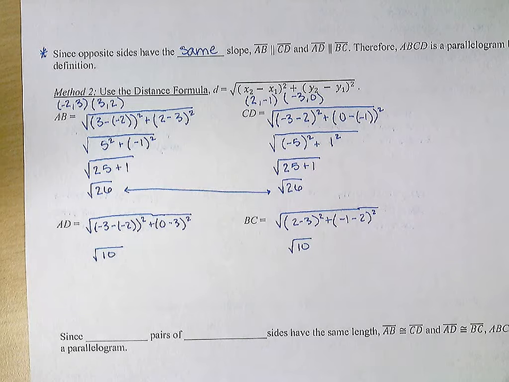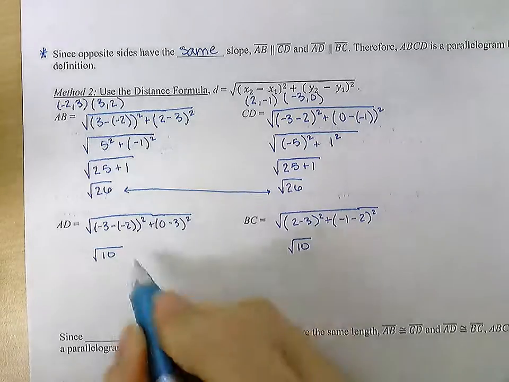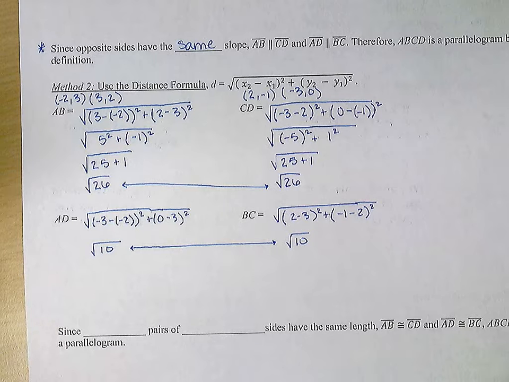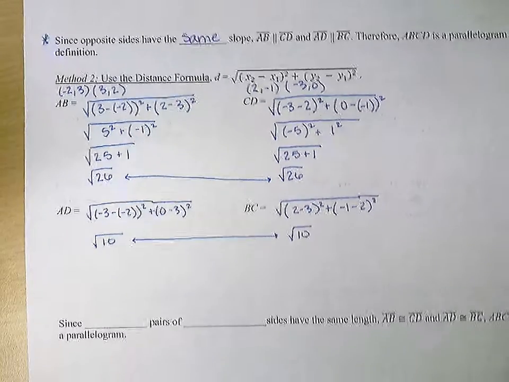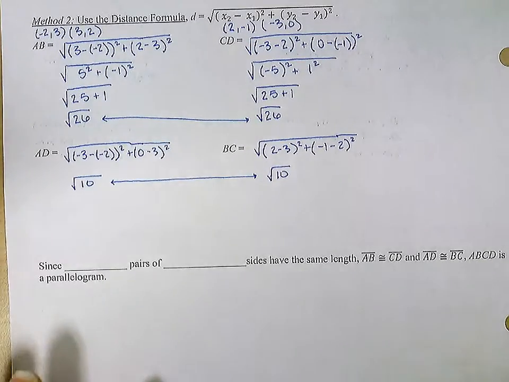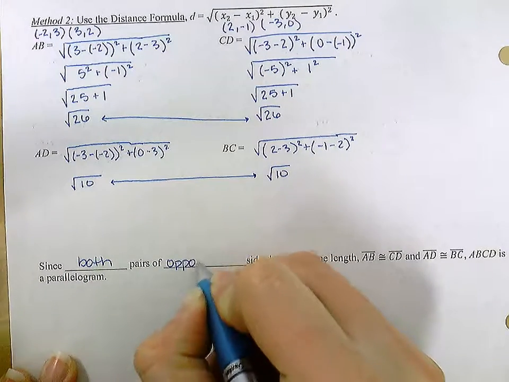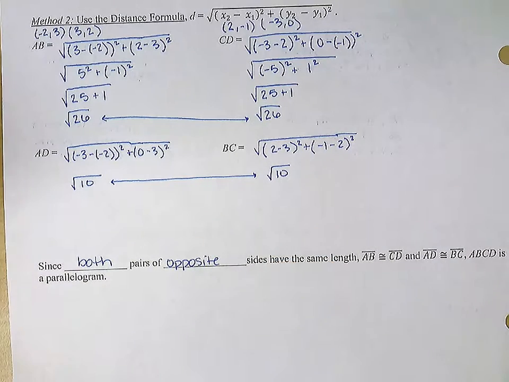So you should have gotten the square root of 10 for both AD and BC. So again, you're comparing your opposite sides. So since they do have that same distance, that means they are congruent to each other. So for my concluding sentence here, I can say since both pairs of opposite sides have the same length, then AB is congruent to CD and AD is congruent to BC, meaning this would have to be a parallelogram because both pairs of opposite sides are congruent.